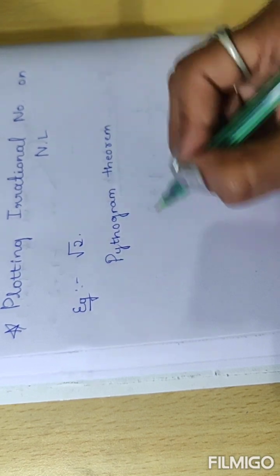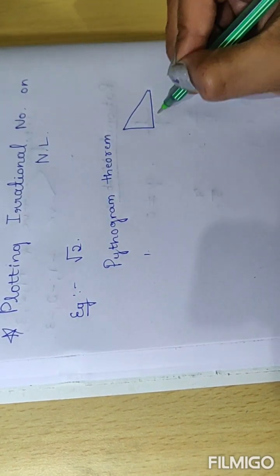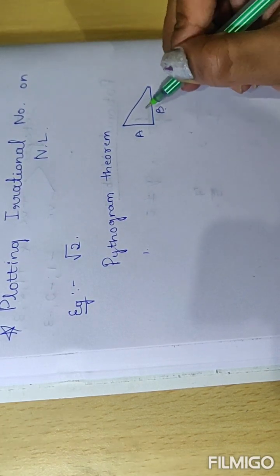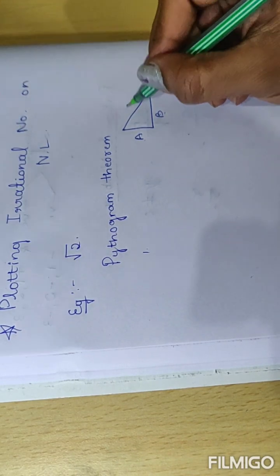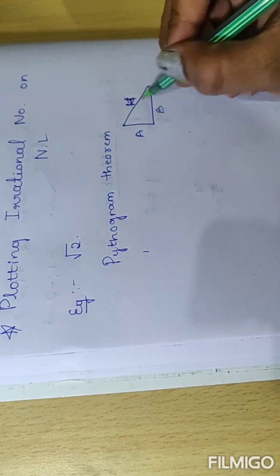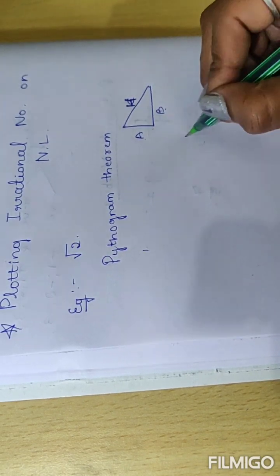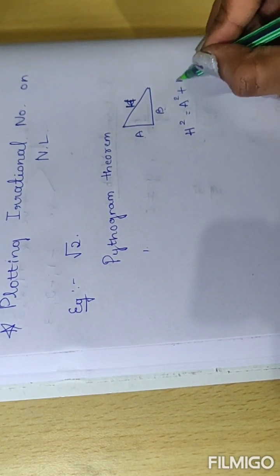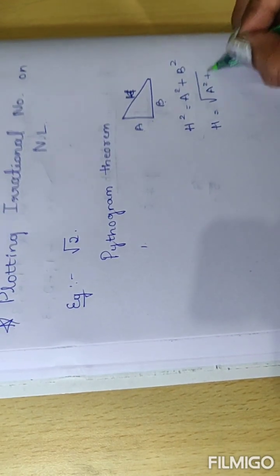In the Pythagoras theorem we have a right angle triangle where the sum of the squares of the two sides is equal to the square of the hypotenuse. So if we have sides A and B, then A square plus B square will be equal to the hypotenuse part, that is C square. Let's take the hypotenuse as h and the other sides as A and B. Hypotenuse square is equal to the sum of the squares of the two sides. This is the Pythagoras theorem. Okay, h is nothing but root of A square plus B square.